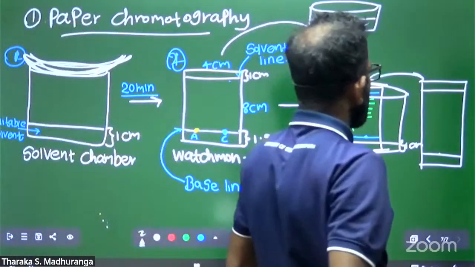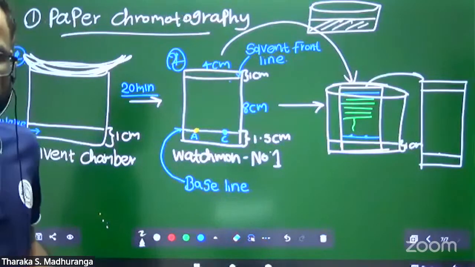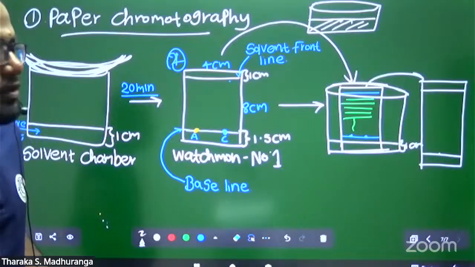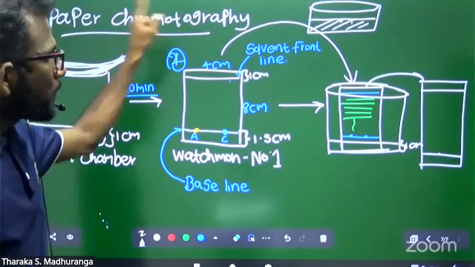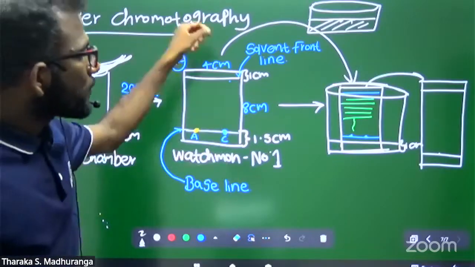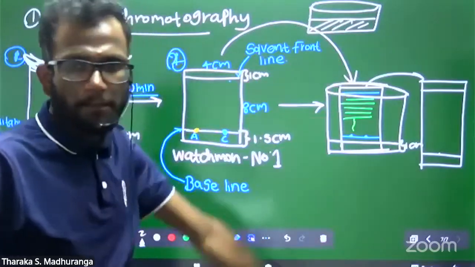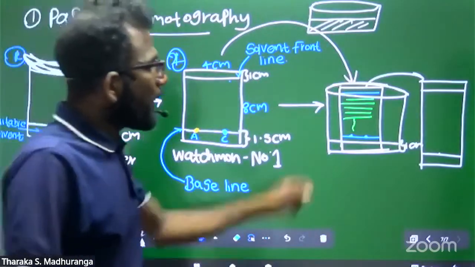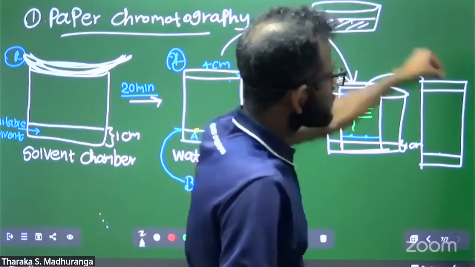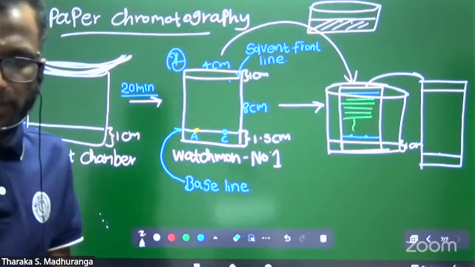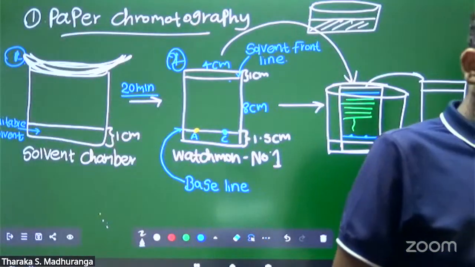And okay, that's actually the process of paper chromatography. Everything I explained: first of all, prepare the reaction chamber, prepare the chromatography paper, then place the chromatography paper in the chamber, and when the solvent layer comes to the solvent front line, we just need to take the paper out.